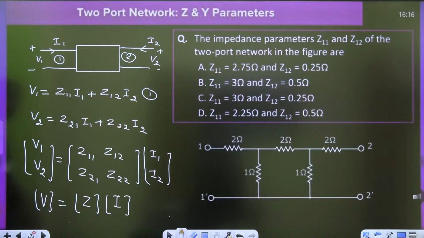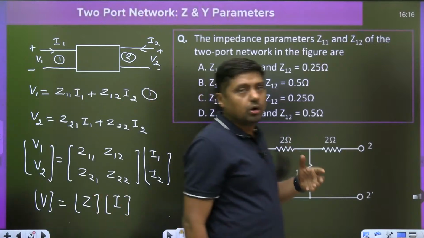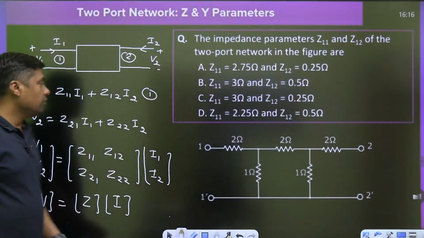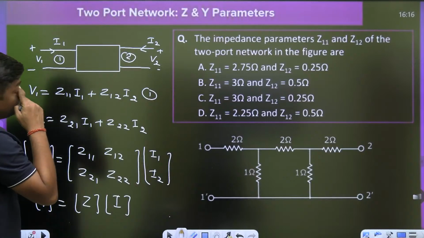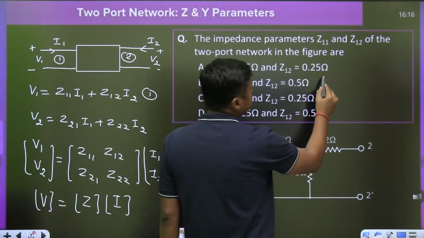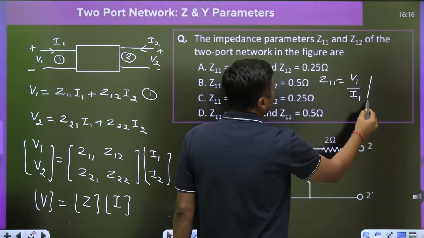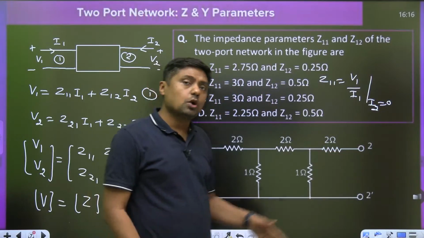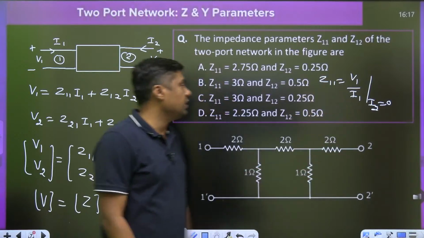And then Z11 is given by V1 by I1 with I2 equal to 0. So tell me what will be the answer for this. When we have to find Z11, we write V1 by I1 with I2 equal to 0. What is the meaning of I2 equal to 0? I2 equal to 0 means the output is open circuit, and we have to find the ratio of V1 and I1.